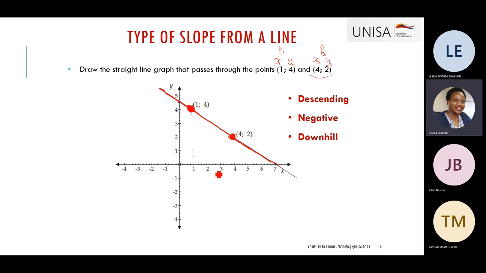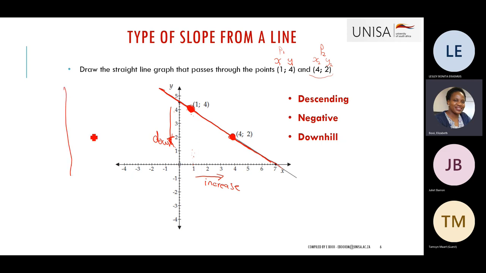It means when the value of x increases, when our values of x are going up, the values of y are going down. And therefore the slope of this line is what we call a descending slope, or a downhill slope, or we can also call it a negative slope.